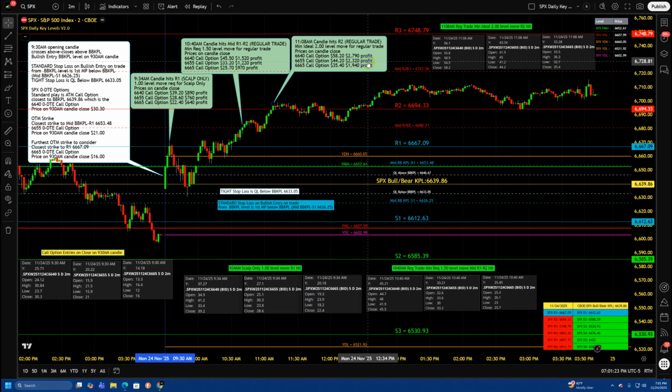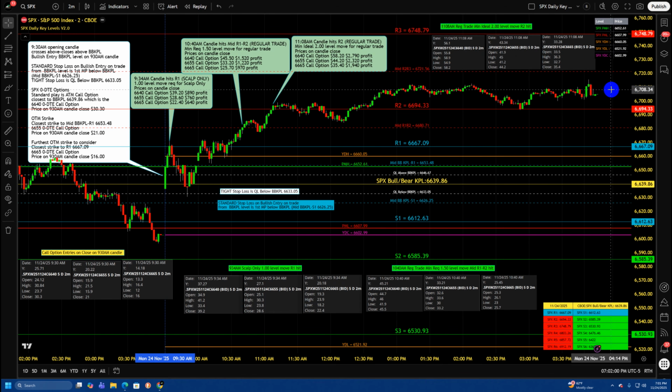Okay, so when it hits the 11:08 candle here on the candle close, we have those up here. The 6640, 5820, that's a $2,790 profit per option. The 6655 was 4420 on the bid on the close, so that is a $2,320 profit per option. The 6665, furthest out of the money, 3540, that's $1,940 profit per option.